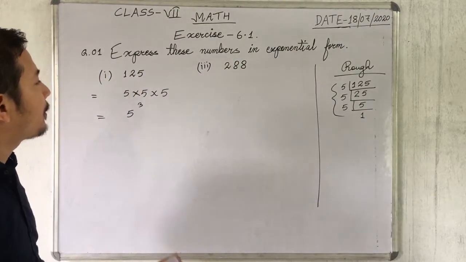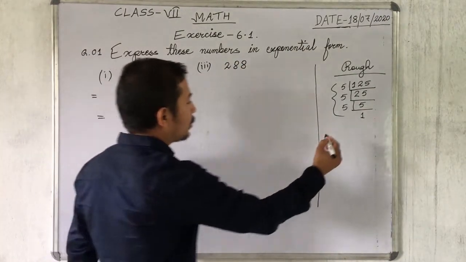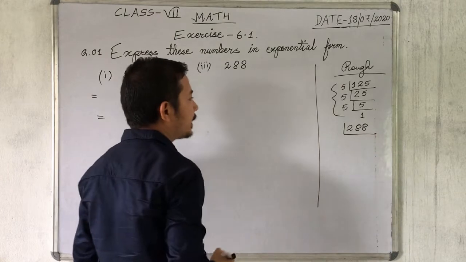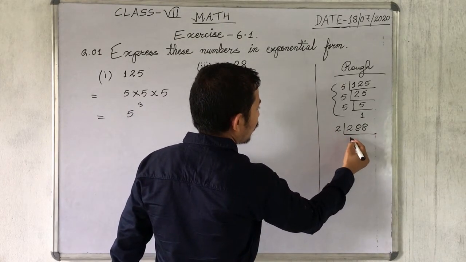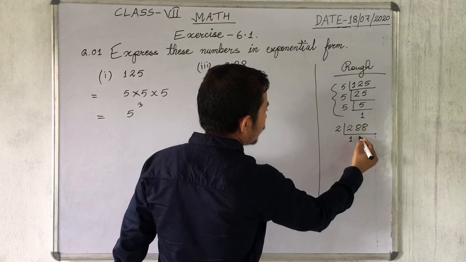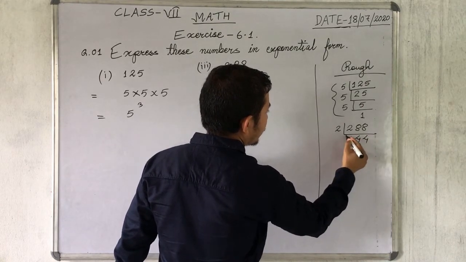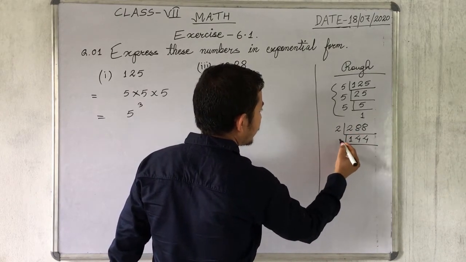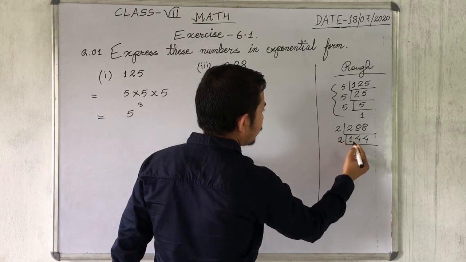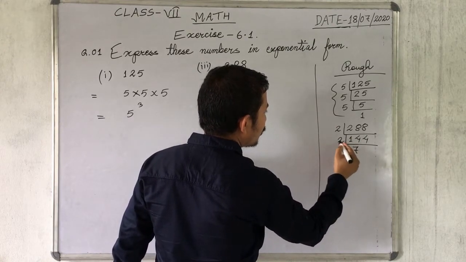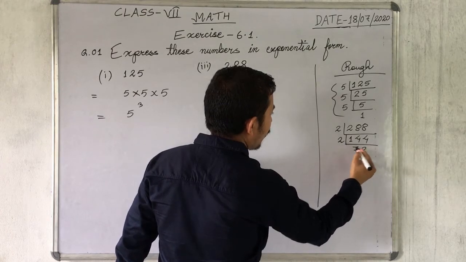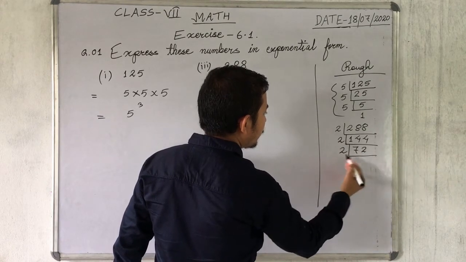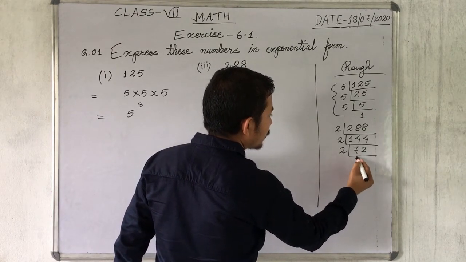Now first of all we have to find the factors of 288. Look here. So what will be the factors of 288? 2 times 1 is 2, 2 times 4 is 8, 2 times 4 is 8. This way we have got 144 by dividing 288 by 2. Now we need to divide by 2 again. So 2 times 7 is 14, and 2 times 2 is 4. Again 72 is divisible by 2.